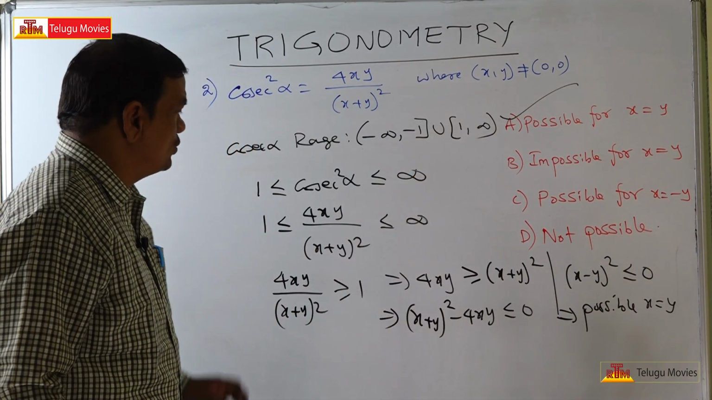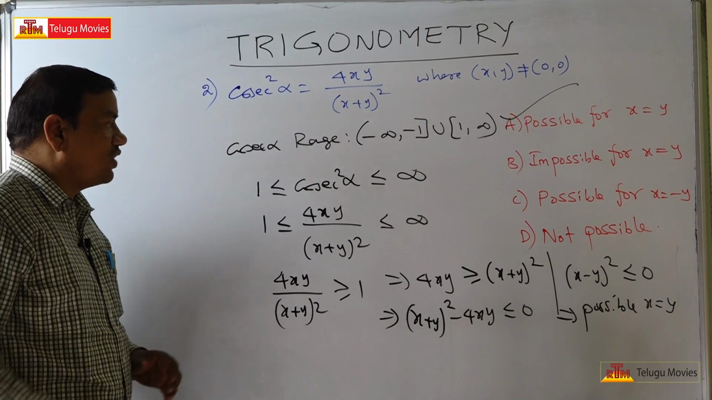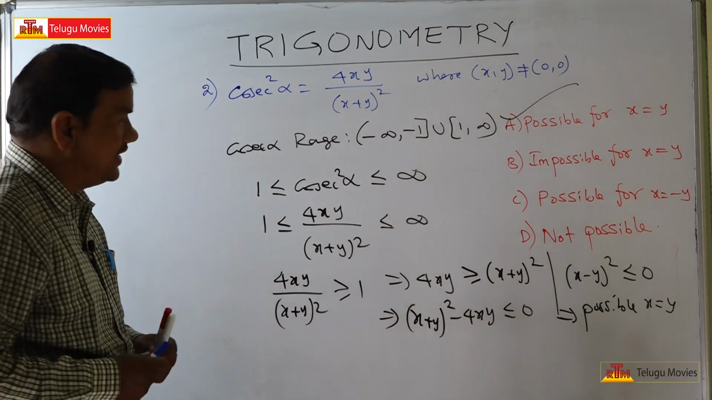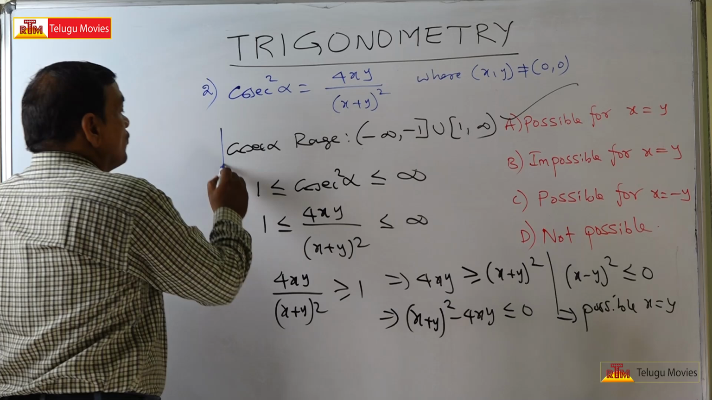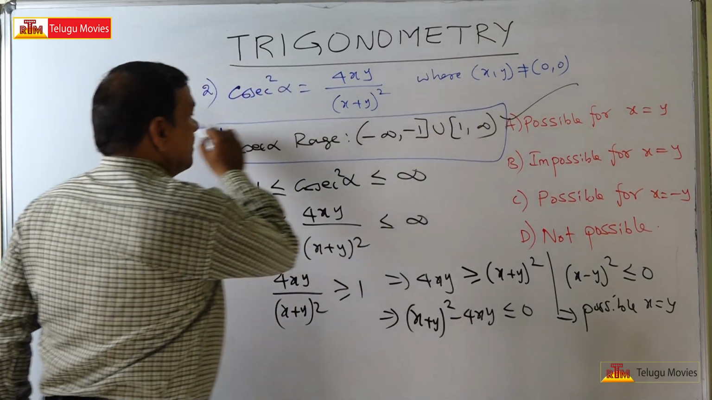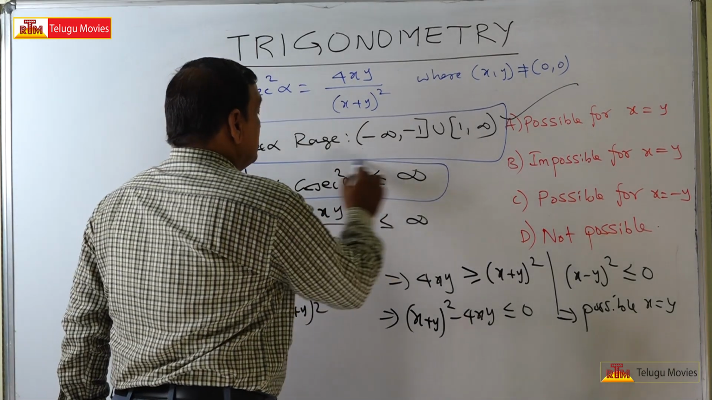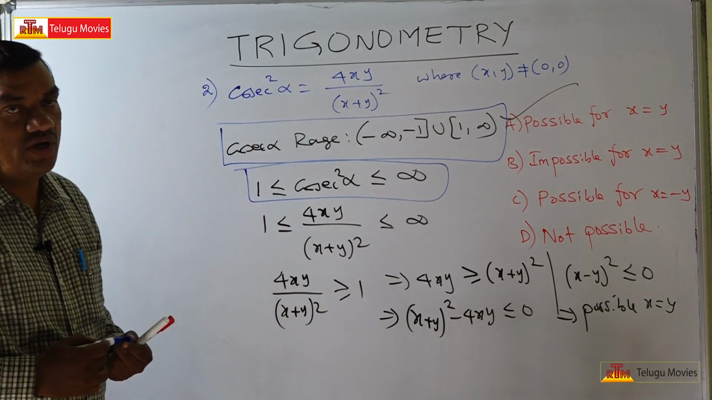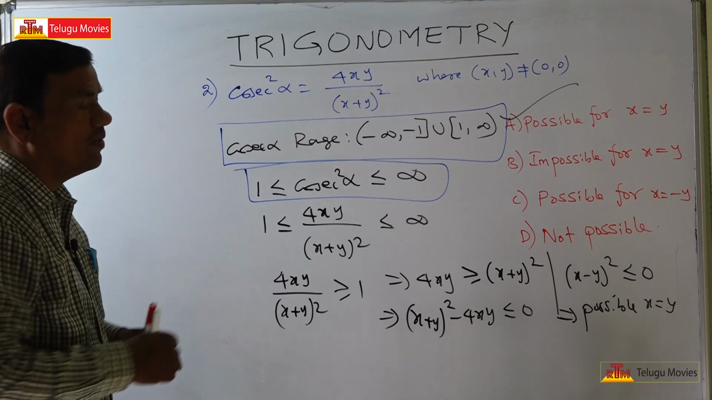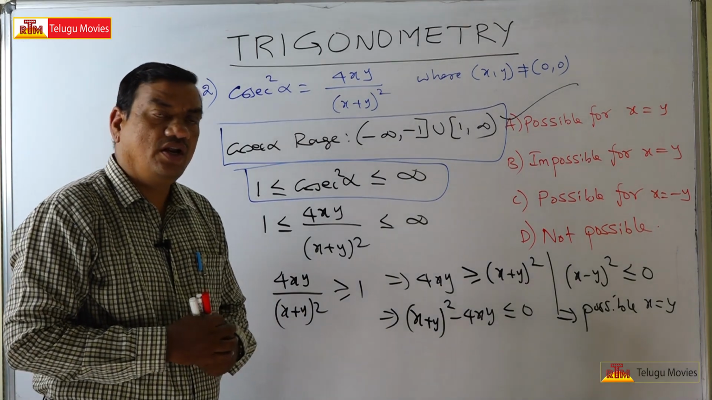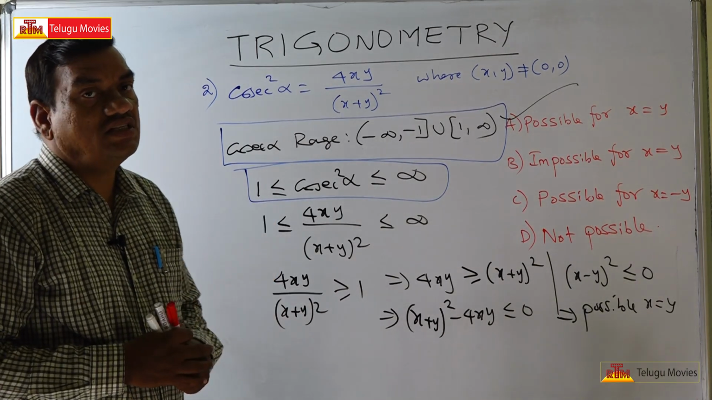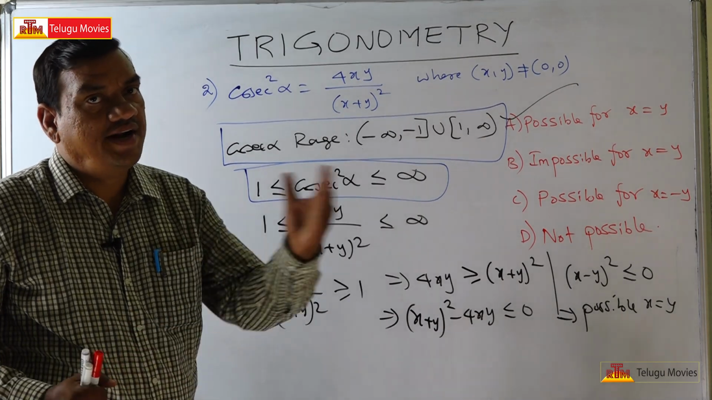Okay? So to do this problem, the only thing you have to learn is the range of cosecant alpha. If you know that, the rest automatically follows. If you know that, the problem can be solved automatically. Okay? I hope you understand this solution. So let us go for the next problem.